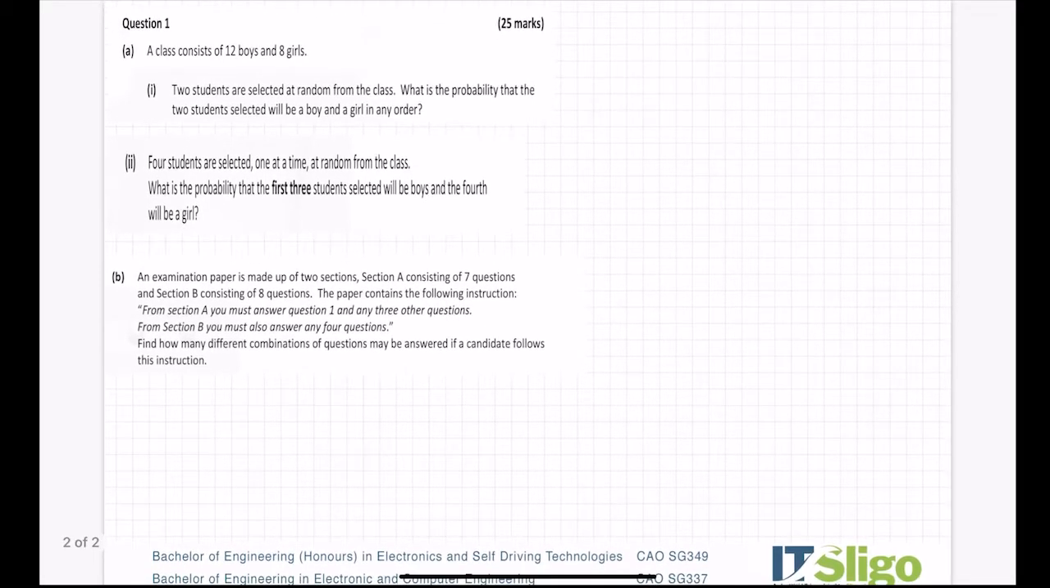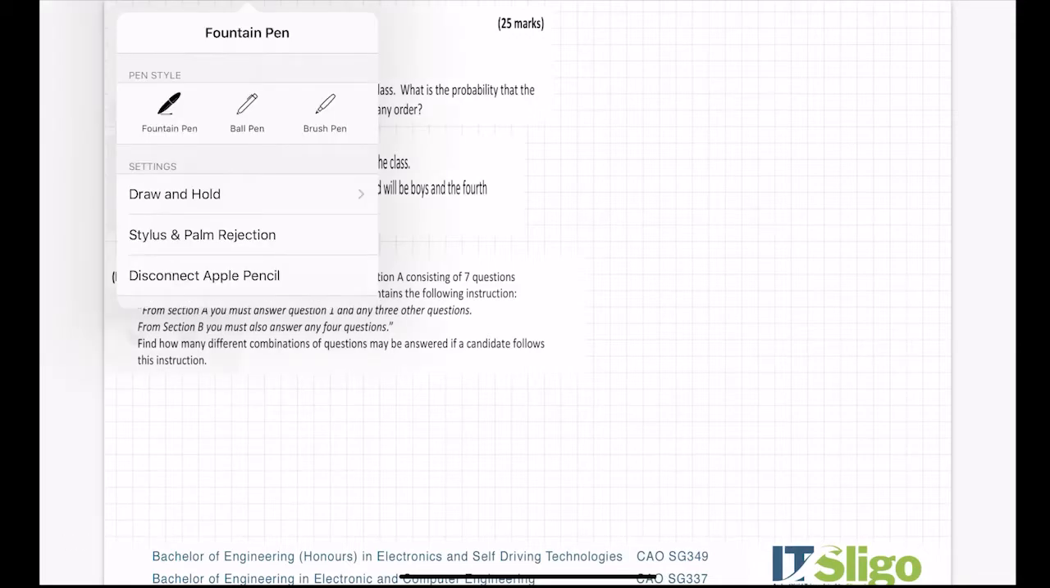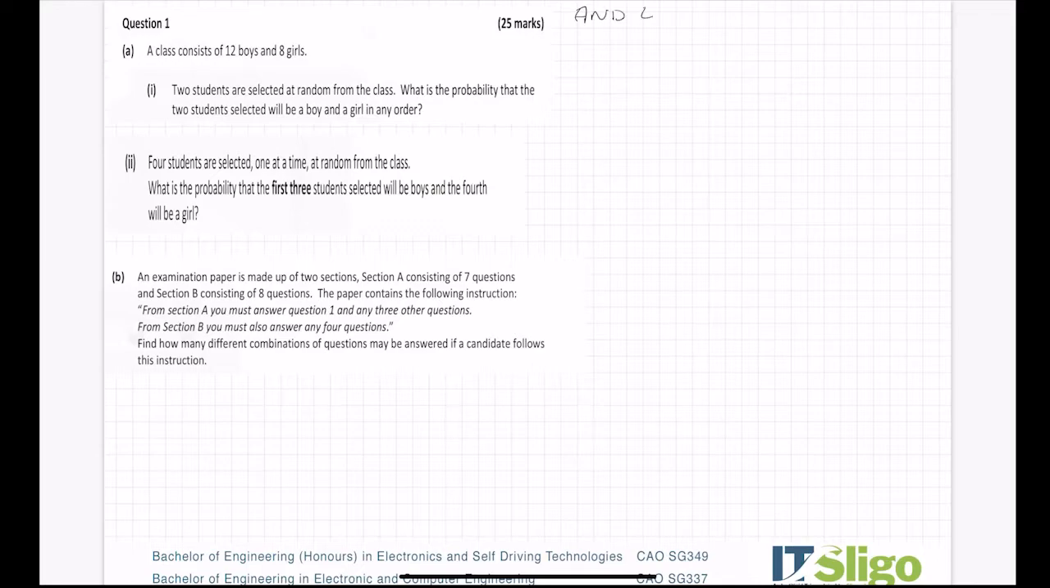Okay, 2 very important rules here known as the AND law of probability and the OR law. Okay, when you see the word AND in a probability question, we multiply probabilities. When you see the word OR, we add probabilities. So that little bit of theory comes into play here, because if you look at what we have, the 2 students we select will be a boy and a girl in any order.